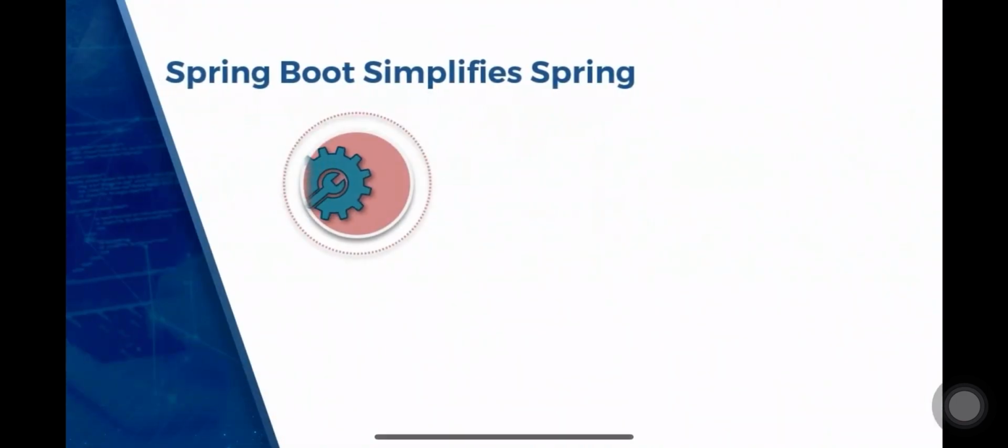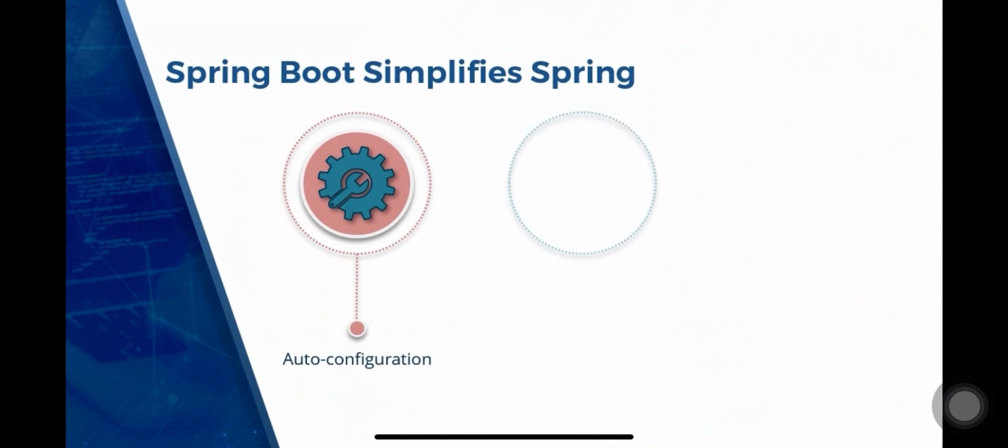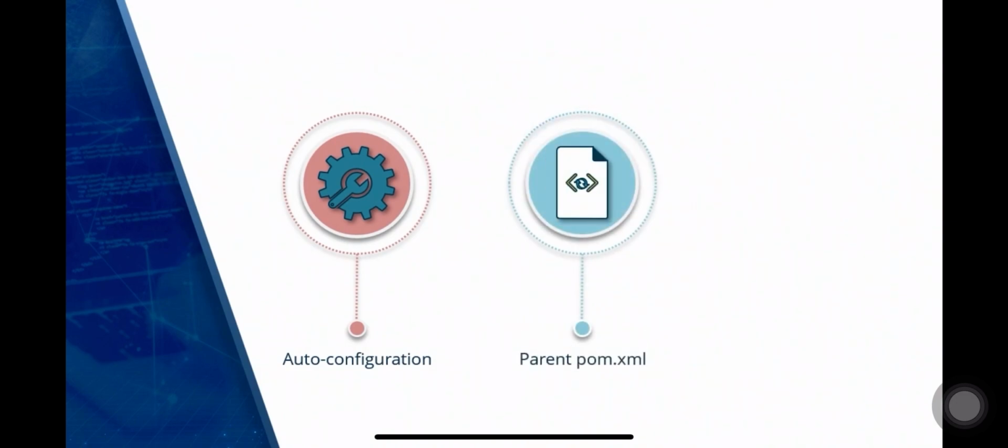Let's discuss how Spring Boot simplifies Spring. It uses auto-configuration. Auto-configuration attempts to automatically configure your Spring application based on the jar dependencies that you've added. Based on the dependencies you have in your app, it will be configured automatically. Spring Boot also makes use of the parent pom.xml. Instead of explicitly specifying all the dependencies and versions that you need within your pom.xml in your Maven build configuration, you'll simply use a parent pom, which has most of the dependencies pre-configured with the right versions as well.